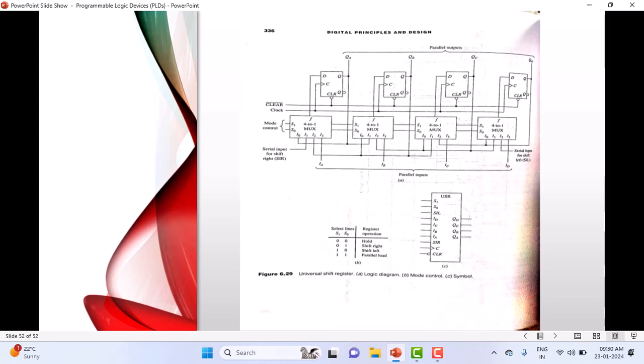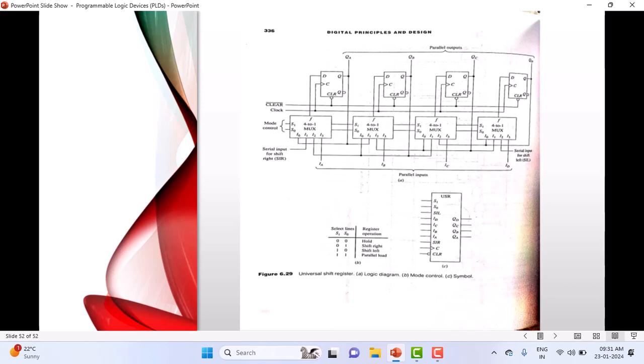What is the name given to this? It's a universal shift register, a general purpose shift register. And this comes in the form of an IC. You need not construct everything like this. This complete thing is available in the form of an IC. For an IC, outside the IC, you will see all these signals.